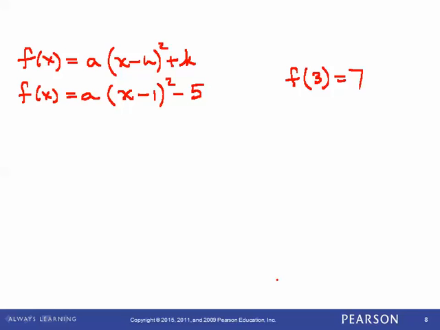So I know that f of 3 equals 7. Plug in a 3 for the x, which gives you a 7 for the f of x, and solve for a.